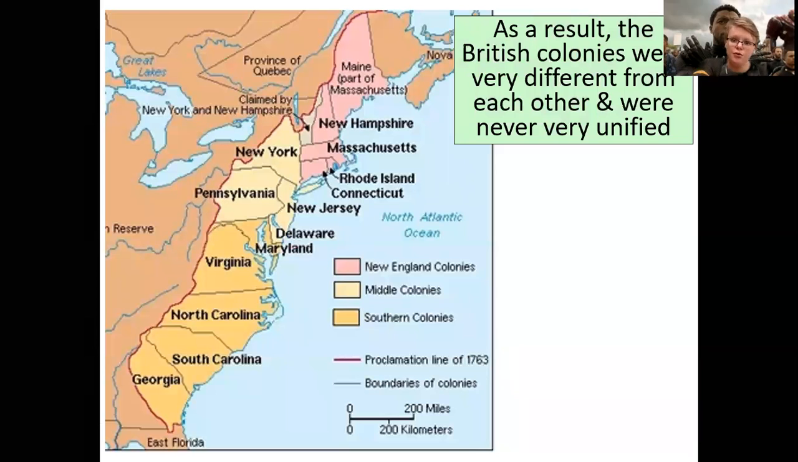So as a result, the British colonies are going to be different from each other, and they were never very unified. So here are your 13 original colonies.